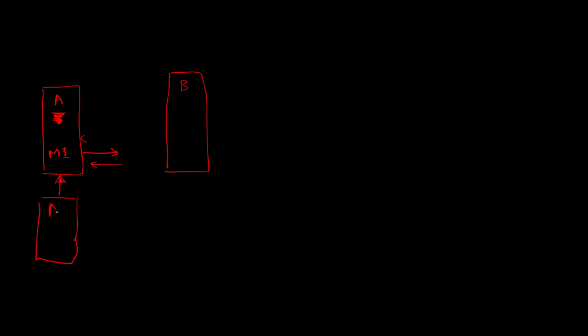Let's call it A prime. And you override method 1. So let's call this method 1 prime. In your unit testing, you would create an instance of this class, and you would call the method required, method A.